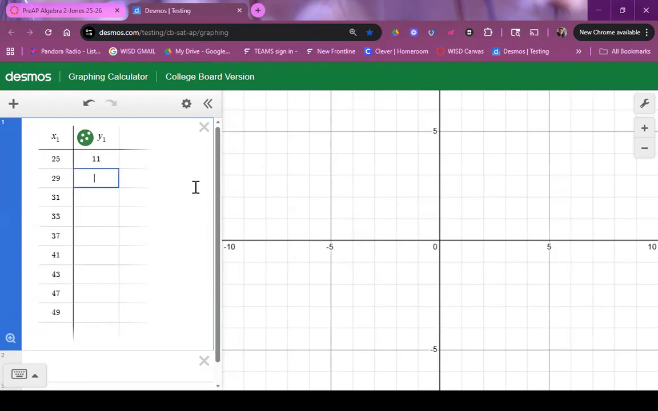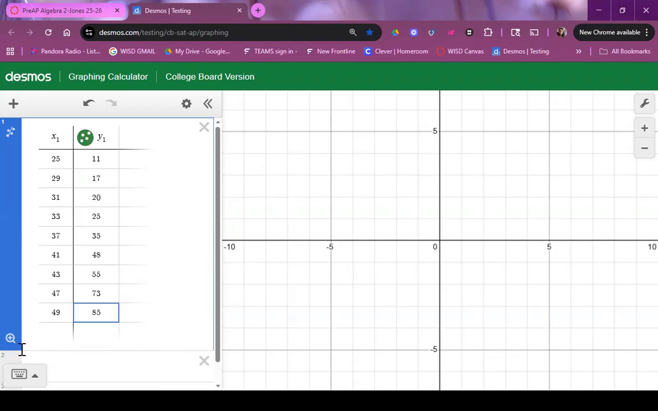So 25 was at 11, 29 was at 17, 31 was at 20, 33 was at 25, 37 was at 35, 41 was at 48. And I repeat again, if you're not trying and following along, you're ultimately going to not do well on your test when it comes to asking you about analyzing scatter plots, residuals, and regression models. 55, 73, and 85.